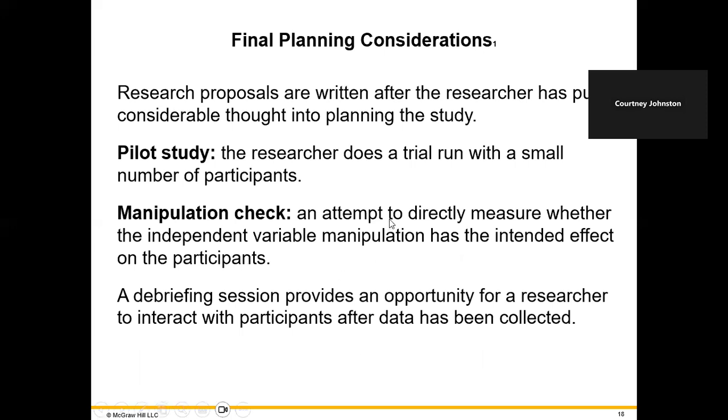So when it comes to final planning considerations for an experiment, research proposals are usually written after the researcher has put considerable thought into planning the study. Sometimes there's a pilot study. This is a trial run with a small number of participants to determine, again, the reliability of a measure or how efficacious the study actually is. There's a manipulation check, and this is the attempt to directly measure whether the independent variable manipulation has the intended effect on the participants. So to make sure it's actually creating that effect.